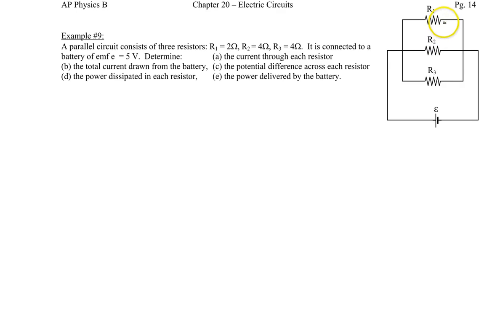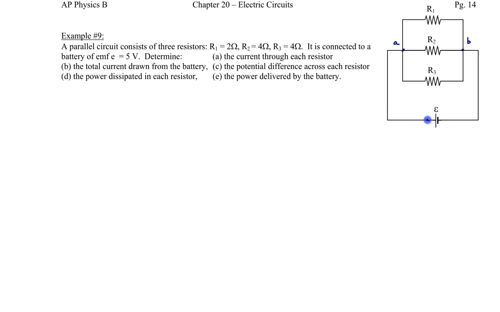Example number 9. This is involving 3 resistors that are connected at both ends of the resistor. So the right side of resistor 1 and 2 and 3 are all tied together, and the left side of resistor 1 and 2 and 3 are all tied together. So this point right here is a junction, A, and another junction at B.